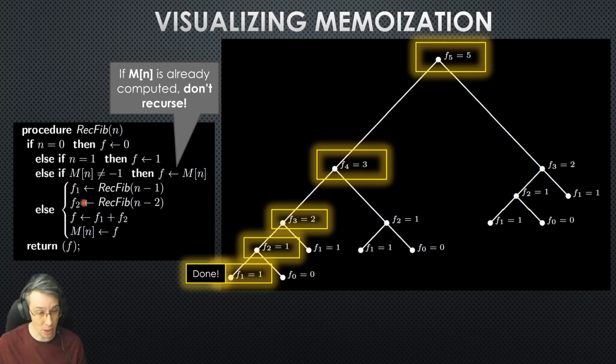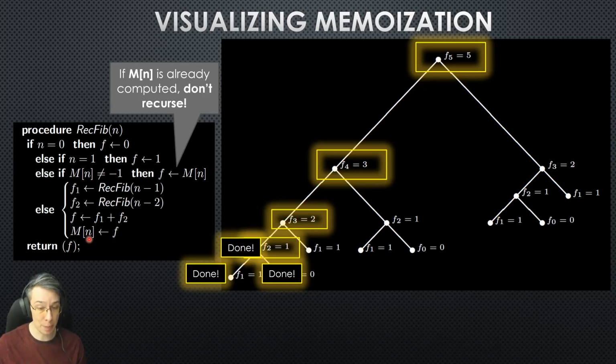Then our second call to the right, we're going to make that recursive call. It's a base case, so it's just going to return 0. And now we've executed both of those calls. We've popped back up the stack into this F2 call. We're going to add those two numbers together and save them in M2. So M2 is now computed, and we're going to return that result.